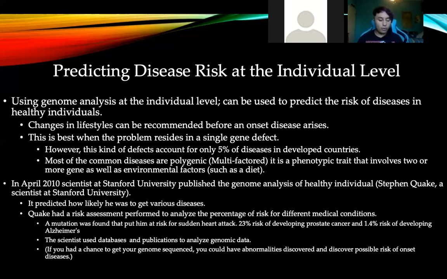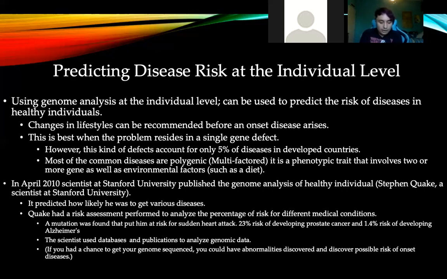He had what's called a risk assessment performed to analyze his percentage of being at risk for different medical conditions. And it found a mutation that put him at a risk for sudden heart attack. He was at a 23% risk of developing prostate cancer and a 1.4% risk of developing Alzheimer's.